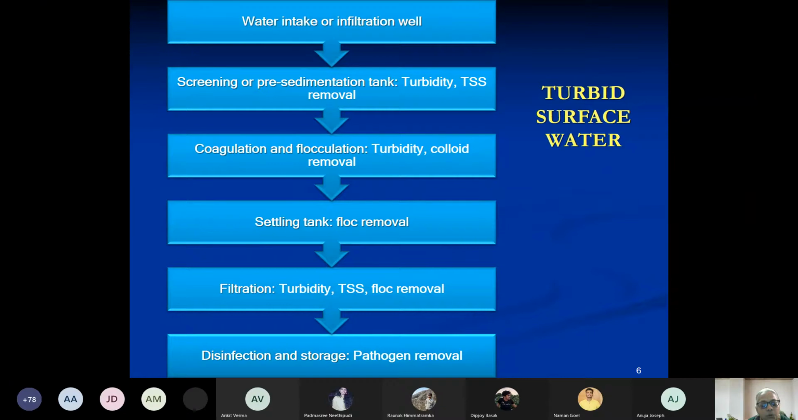So before we go too far, let's start with the conventional water treatment system. The first thing we have is a water intake. You need to identify your source and know where the water is coming from and how you will take it. You can have a water intake or you can have an infiltration well.